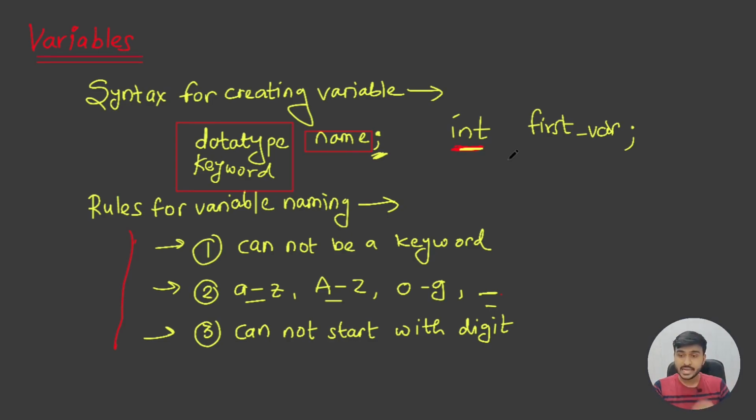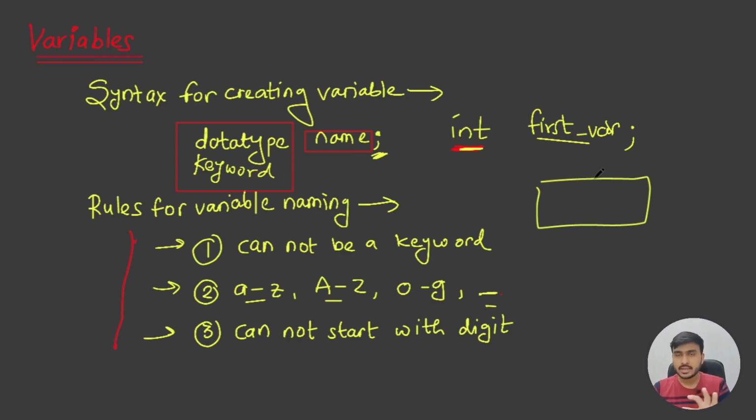It's of type integer and its name is first var. Now let's understand what is going to happen whenever we create a variable. Whenever we create a variable, C++ is going to allocate some memory for our variable. In the next video, I'm going to tell you the precise amount of memory that our variable is going to get.